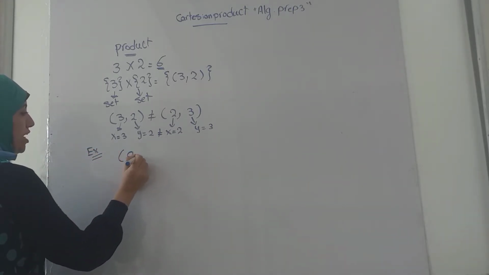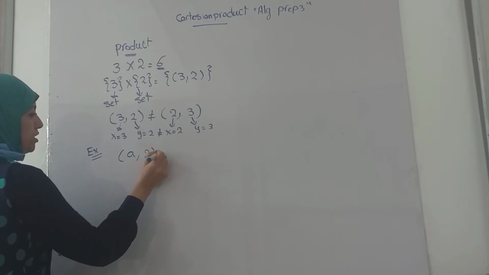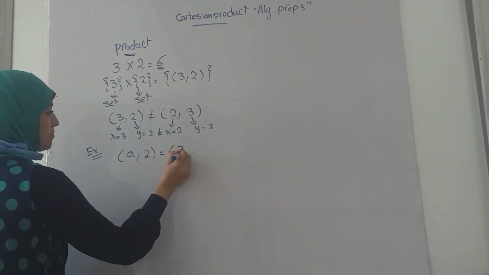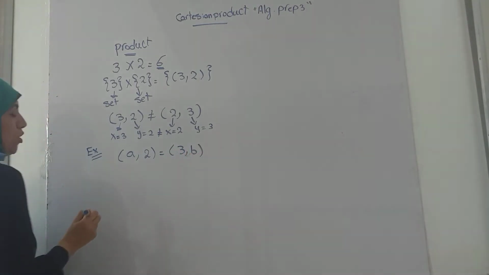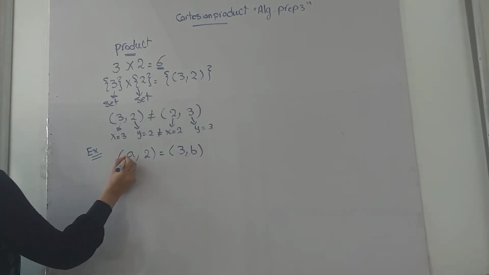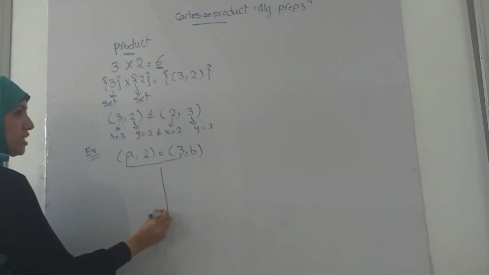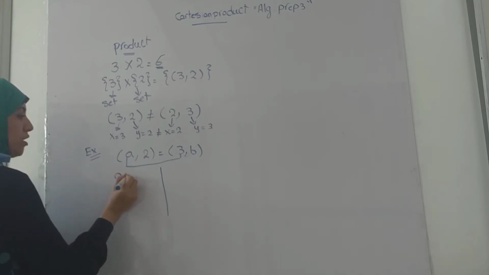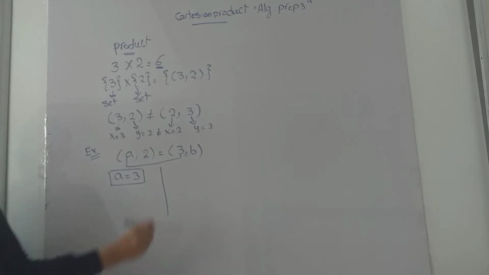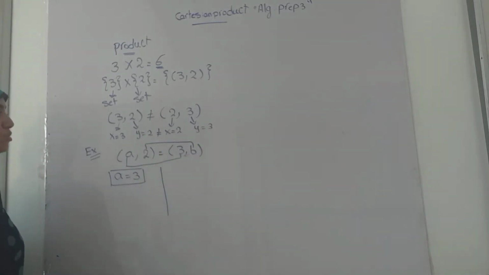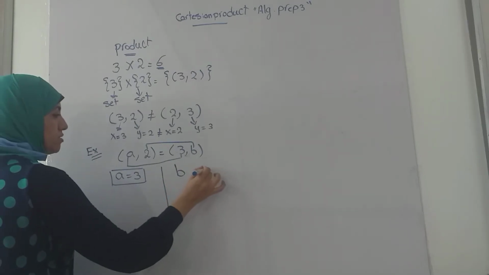Let's take an example on ordered pair. If I have (A, 2) equals (3, B). Where is the first projection? The first projection here is A, and the first projection here is 3. So A equals 3. Where is the second projection? The second projection is B, and the second here is 2. So B equals 2.